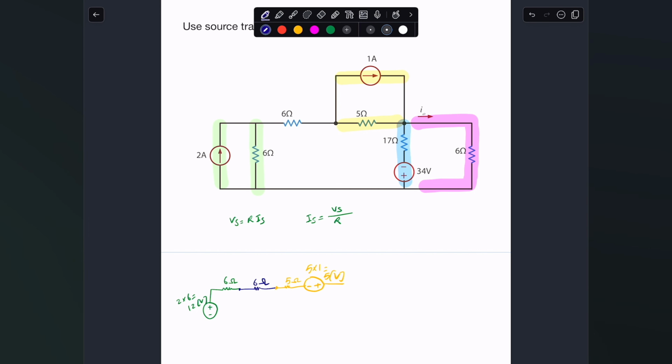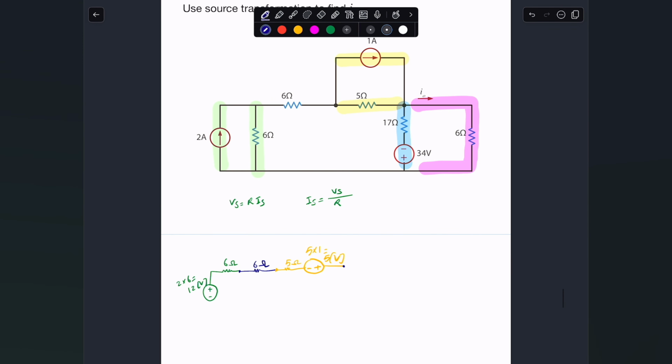And now we move to the blue part here. I'm going to convert it to a 17 ohm resistor connected in parallel with a current source, and that current source will have to go downwards because the positive is at the bottom. The value of that current source is simply 34 divided by 17, which I believe should be 2 amps. So this is 2 amps.